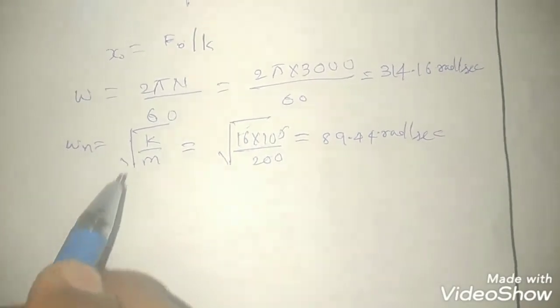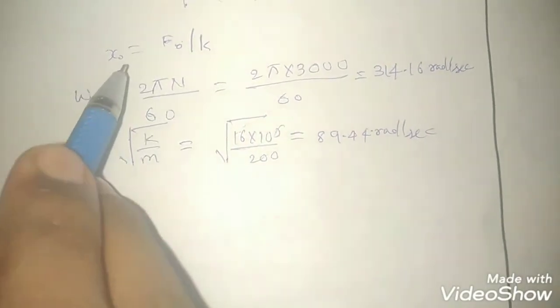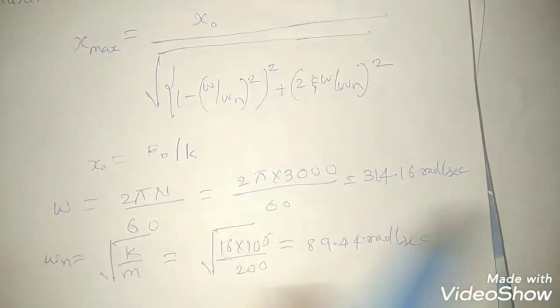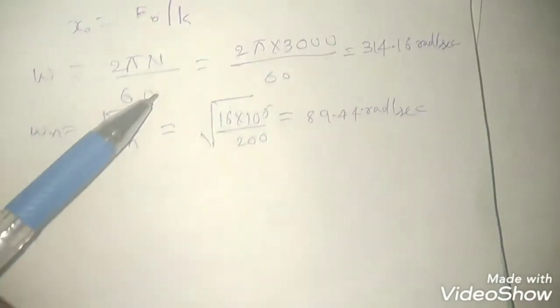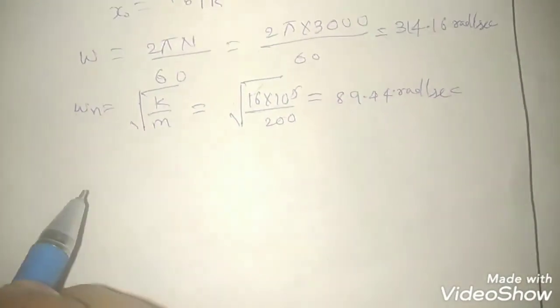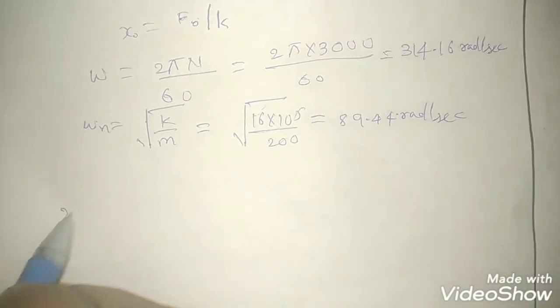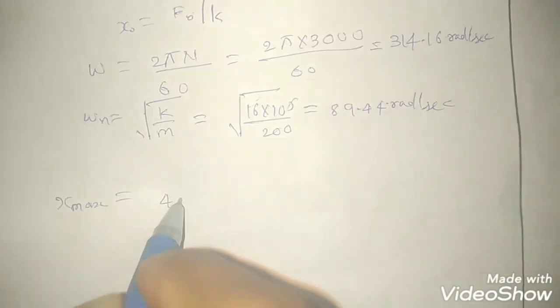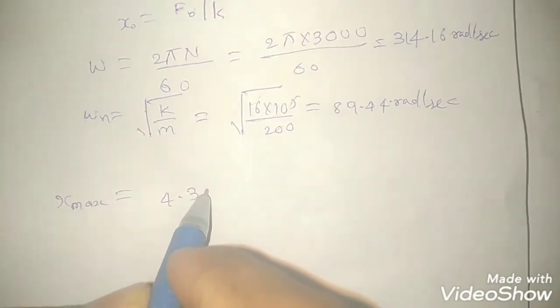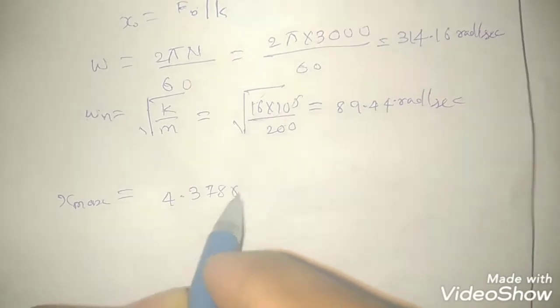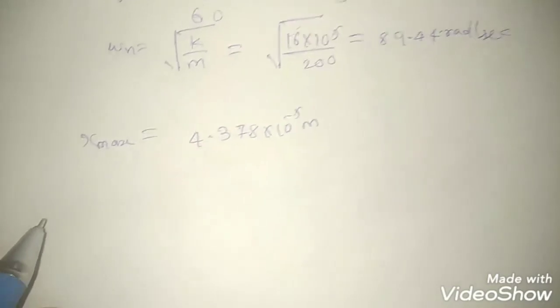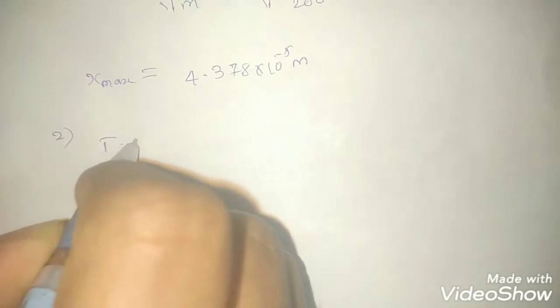So by substituting omega, omega n and the x naught value in the x max equation, after substituting all these things, we'll obtain the value of x max as 4.378 into 10 power minus 5 meters. And the second thing which we want to find here is transmissibility ratio.